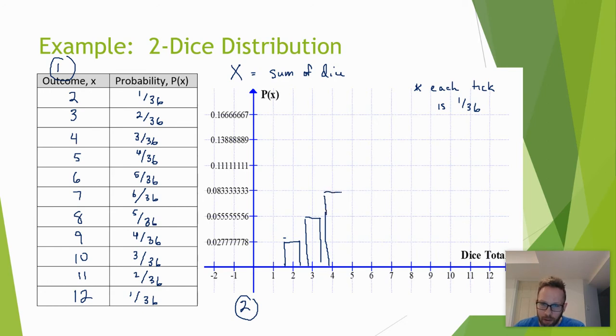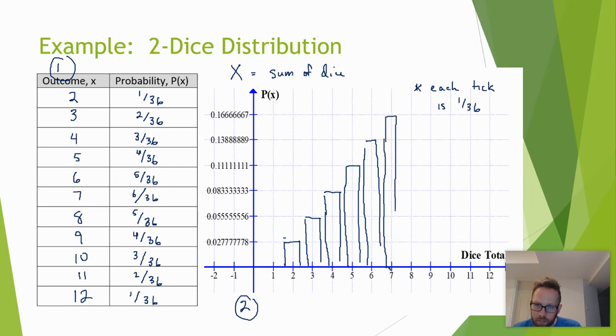Okay, I'm on my tablet here, so my bars might not be perfectly straight. You guys just do your best. Again, it is what it is. 6 is 5 out of 36. And then 7 out of 36. And then they start to tick back down.